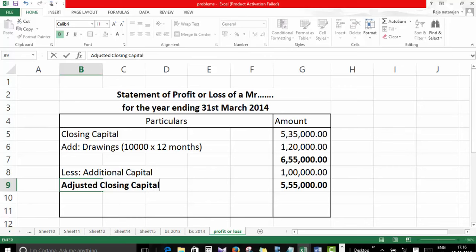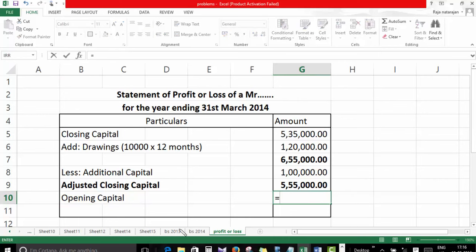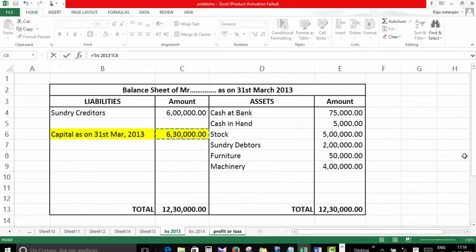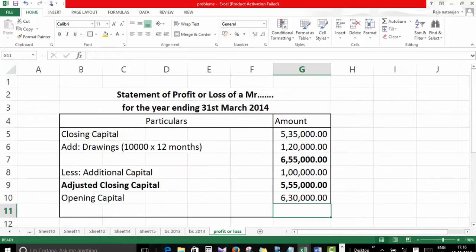Now we have to compare this adjusted closing capital with opening capital. And from where can we pick up the opening capital? We can pick it up from the balance sheet 2013. So let's go to balance sheet 2013. Here we have opening capital 6,30,000. Look at here, your opening capital was 6,30,000, whereas closing capital is 5,55,000. Capital had come down. Why? Because of loss. So what is the loss? Loss is nothing but the difference between these two.